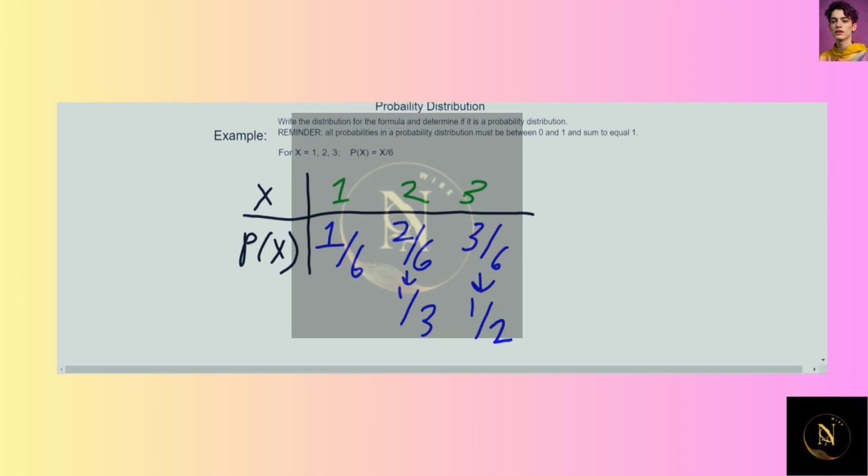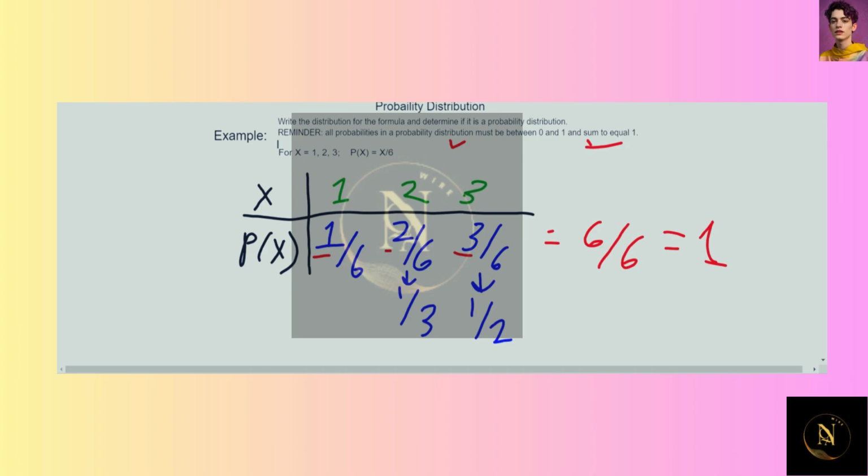We now need to determine if it is a probability distribution or not. So since we have no negative probabilities and none greater than 1, we know that our distribution abides by our first rule for probability distributions. Now our second rule, when we have 1, 2, and 3, if you add those together, you get 6, and as usual, 6 over 6 equals 1. So both of our rules for probability distribution are being followed.